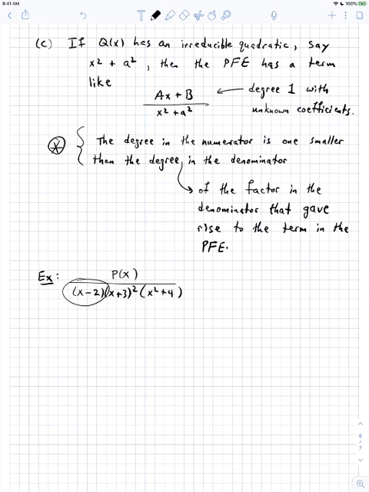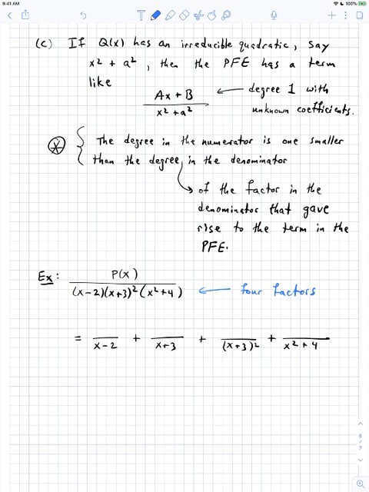So what is this going to look like? Well, for every factor in the denominator, you're going to have a term in your partial fractions expansion. So this is going to be something over x minus 2, plus something over x plus 3, since here we have x plus 3 times itself, plus something over x plus 3 squared, plus, and then finally we have something over x squared plus 4. So notice that here you have 4 factors.